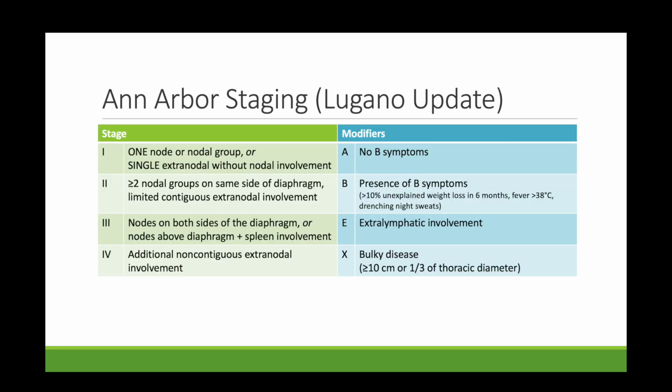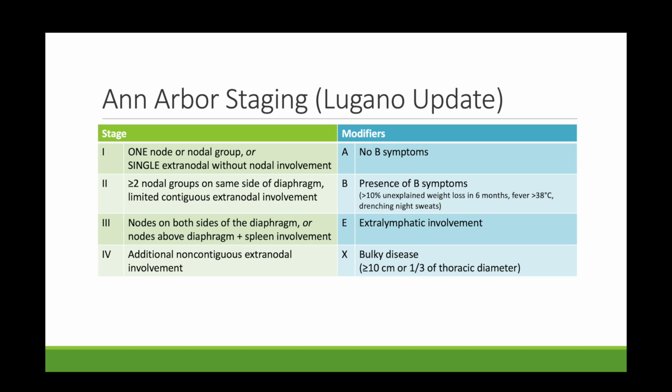Lymphomas are staged using something known as the Ann Arbor staging system. For most other cancers, we stage them using the TNM staging system. But for lymphomas, remember, it's just the Ann Arbor staging system. So stage 1 through 4. And it's fairly easy to remember.